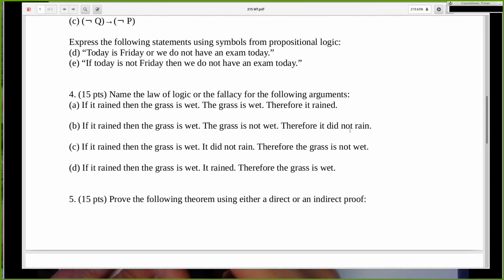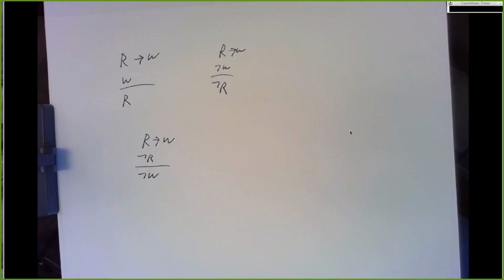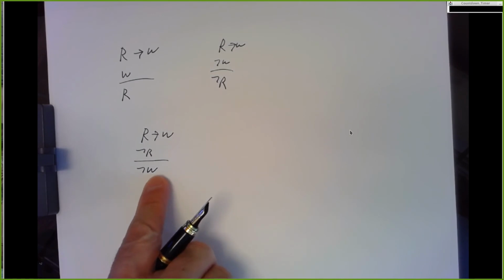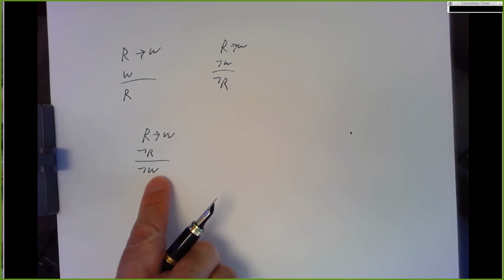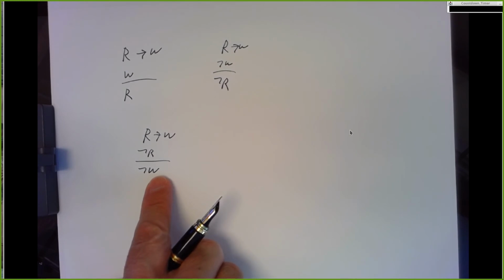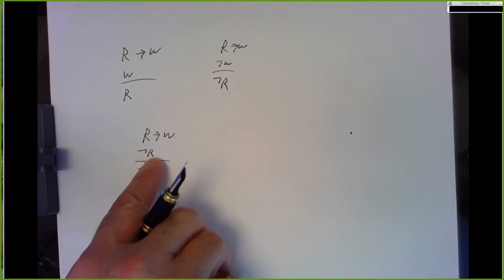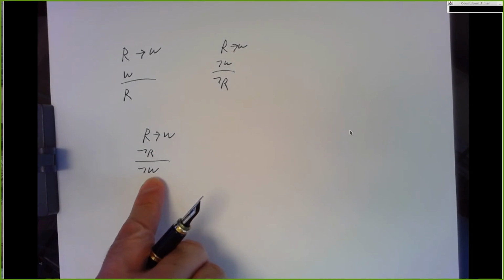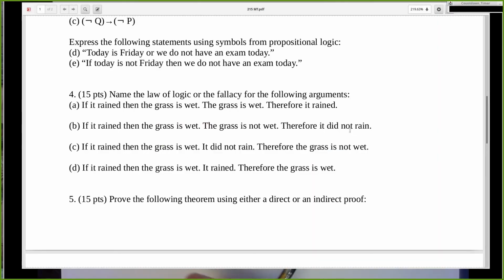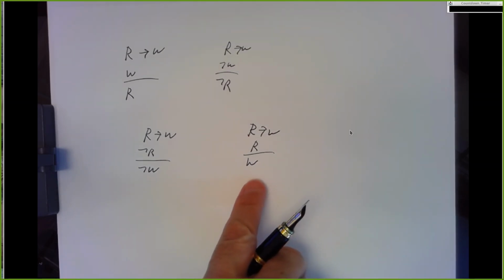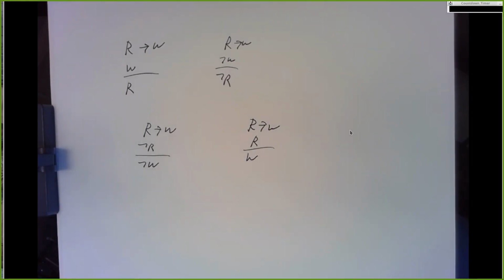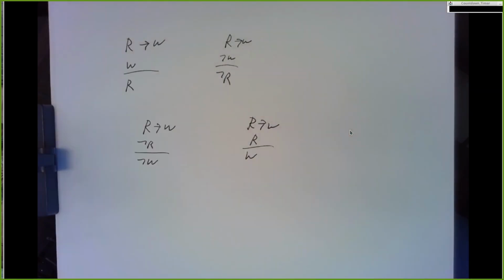Third one, if it rained, then the grass is wet. It did not rain, therefore the grass is not wet. And that's also a fallacy. That's the fallacy of denying the hypothesis. Because maybe someone turned on the water sprinklers and watered the grass. If it rains, the grass is wet. It did not rain, but the grass could still be wet. So that's a fallacy. And then the fourth one, if it rained, then the grass is wet. It rained, therefore the grass is wet. That's good old direct reasoning, or detachment. So those two are laws of logic, those two are fallacies.